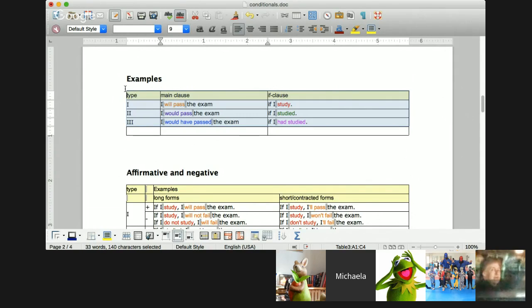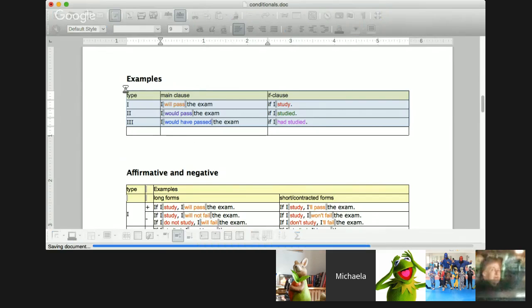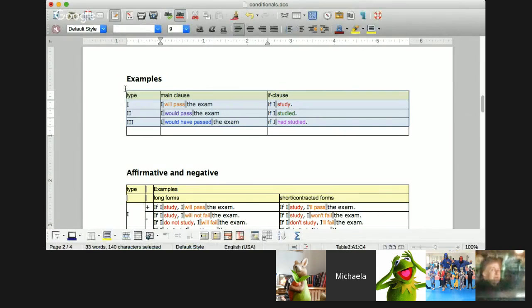Type 2: I would pass the exam if I studied. Type 3: I would have passed the exam if I had studied. Thanks. So these are pretty much the most standard versions, and you could exchange the verbs for any other verbs in the same tense, and it would still be a correct sentence.